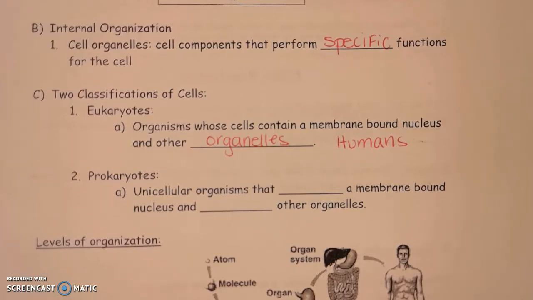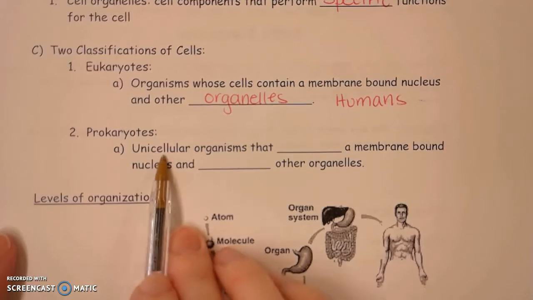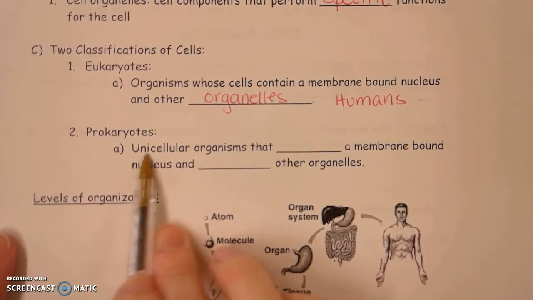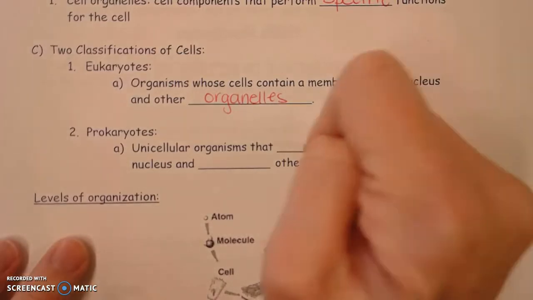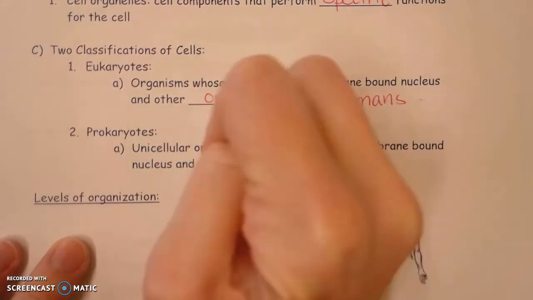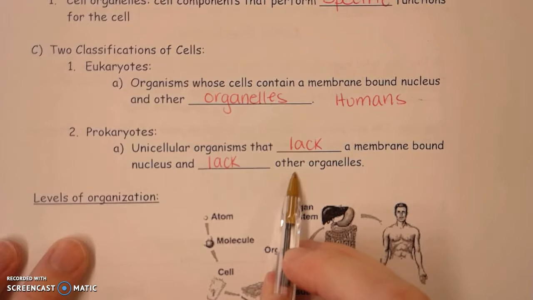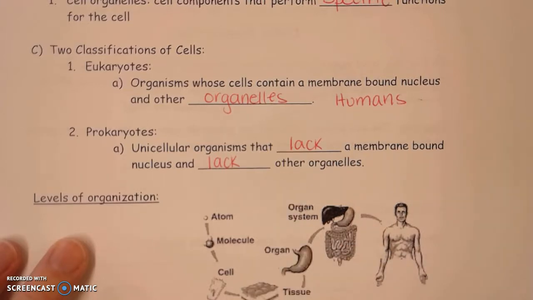Membrane-bound organelles include like the Golgi body, the endoplasmic reticulum, whereas prokaryotes are unicellular, so uni meaning one, so unicellular organisms that lack a membrane-bound nucleus and lack other organelles. So prokaryotes do have genetic material, but it is not contained within a nucleus, so the DNA just floats around. And sometimes you will find ribosomes in prokaryotes, but ribosomes are not membrane-bound.